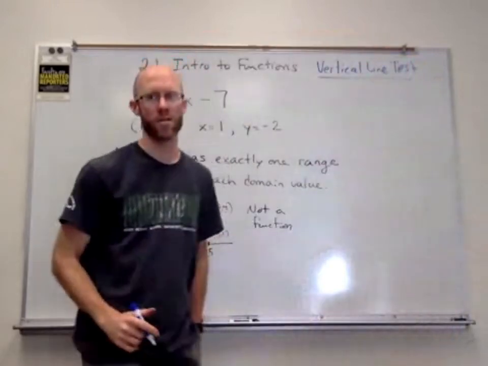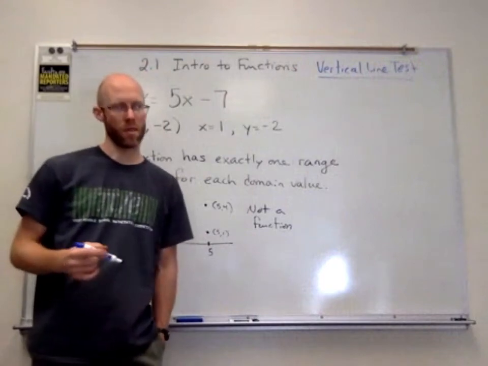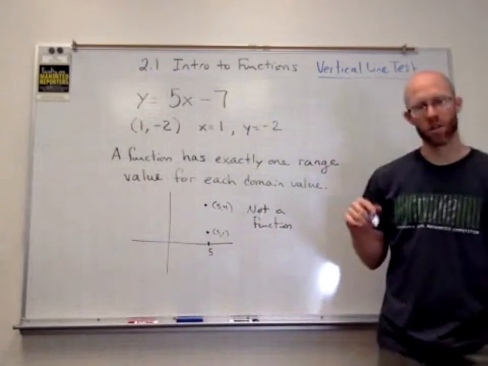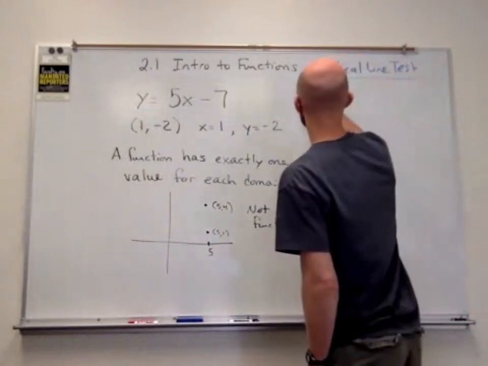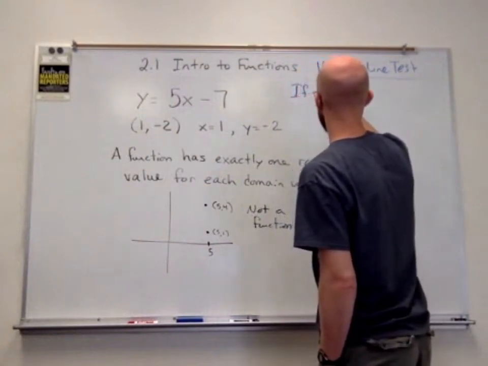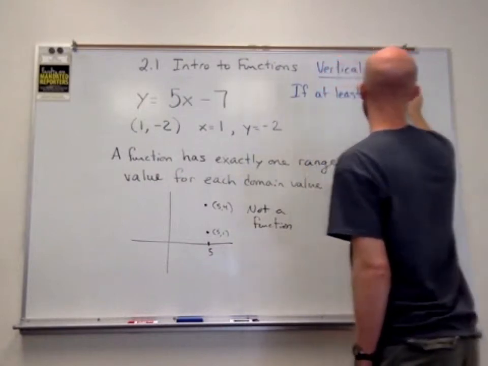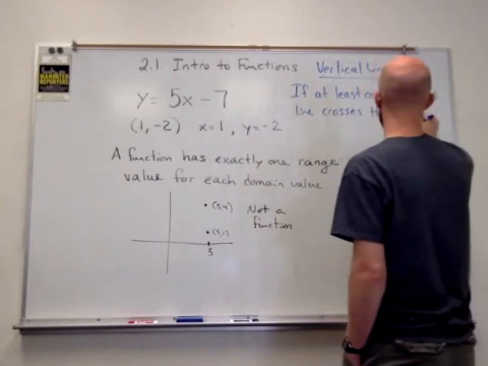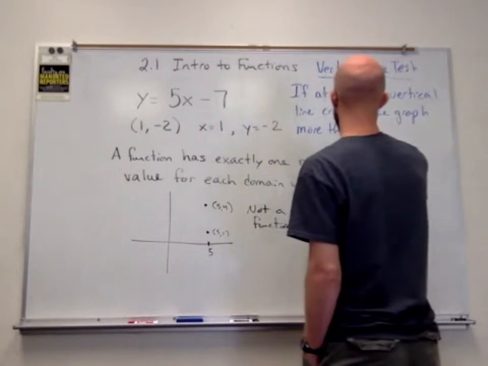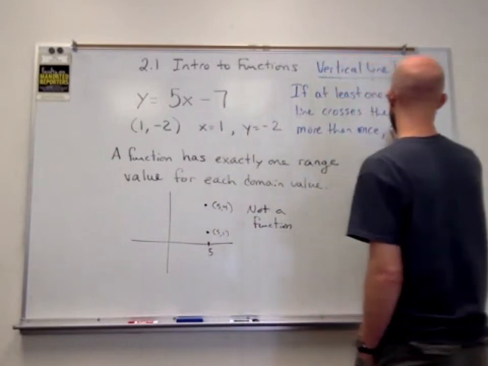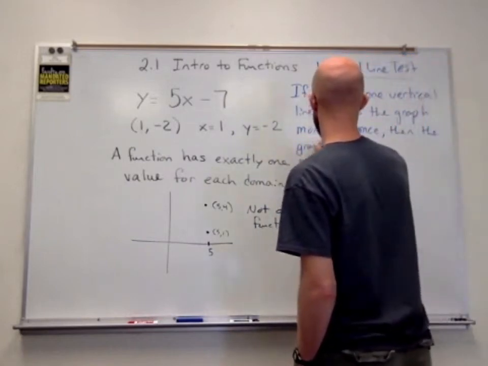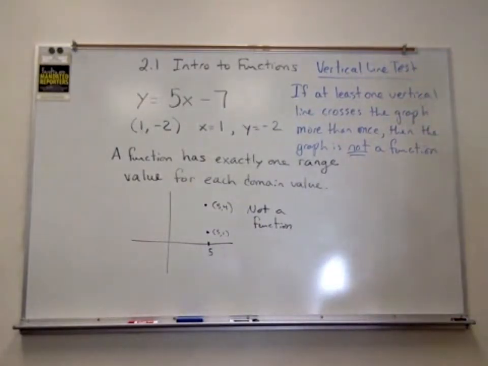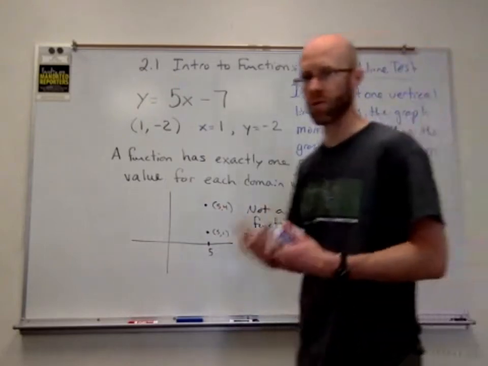This is going to be pretty important, the vertical line test. It basically says that if at least one vertical line crosses the graph two or more times, the graph does not represent a function. So if at least one vertical line crosses the graph more than once, then the graph is not a function. Okay. So you cannot have a vertical line that crosses the graph more than once. If you do, it's not a function.